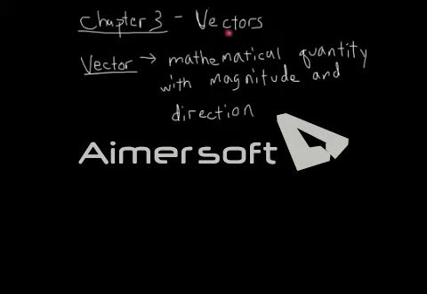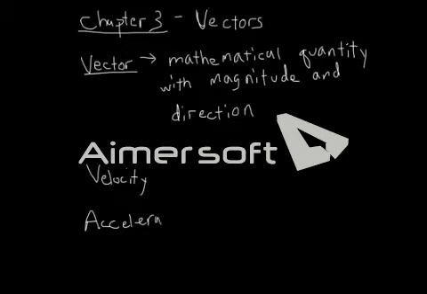Chapter 3, all about vectors. A vector is defined as a mathematical quantity with magnitude and direction. We've seen some examples of vectors already, things like velocity and acceleration are two good examples of vectors.